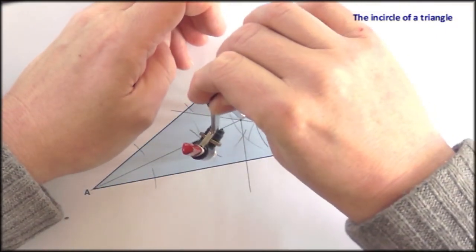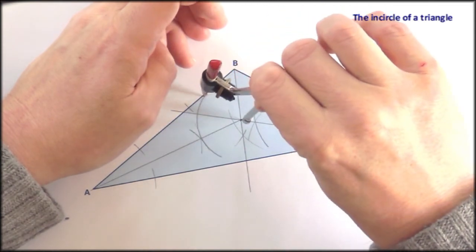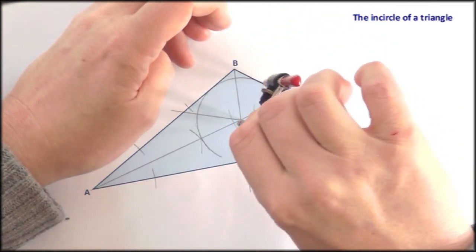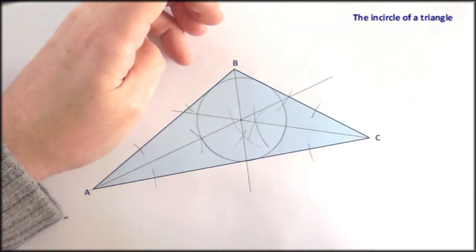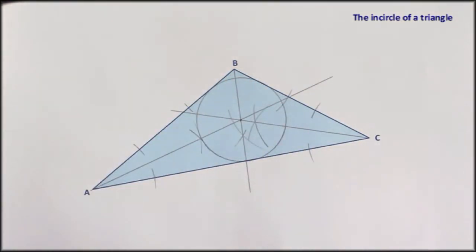Okay, here we go then. Here's the circle. Just strayed very slightly outside there. I think I've got the radius just slightly too big, but that's not a bad effort. So that's the incircle of the triangle, the biggest circle that will fit inside.